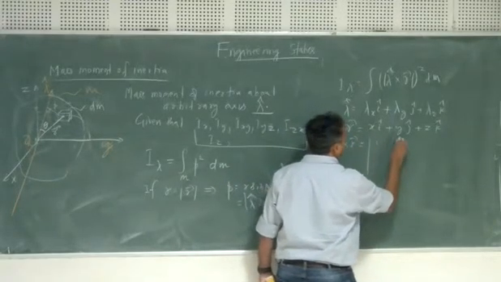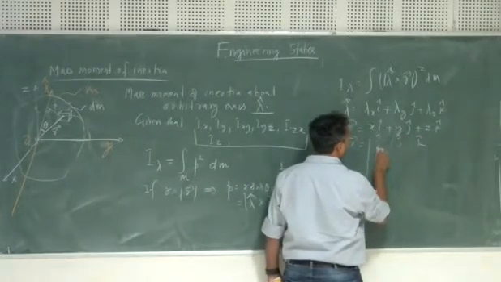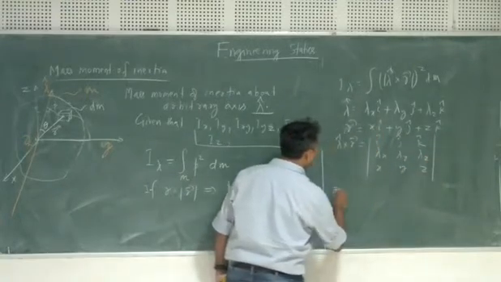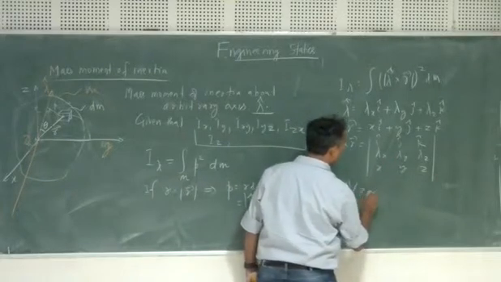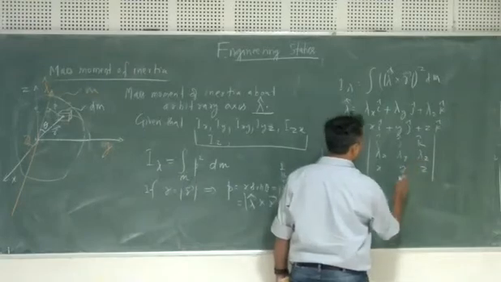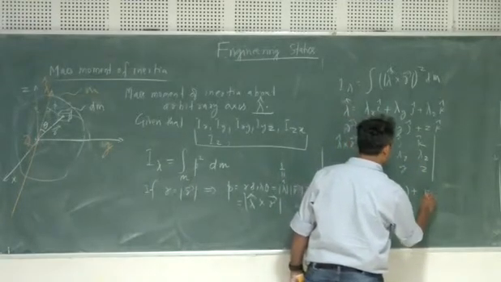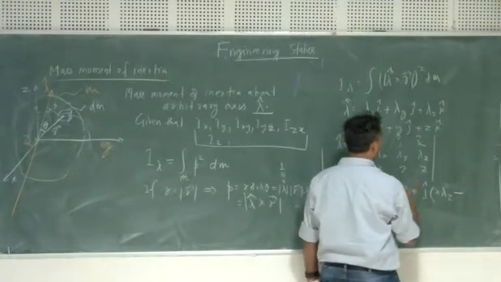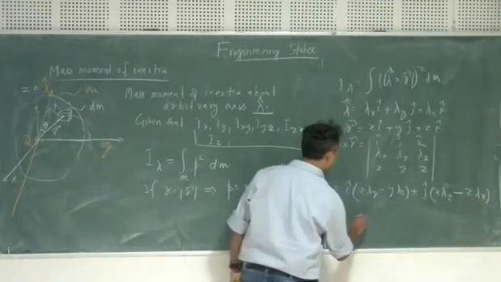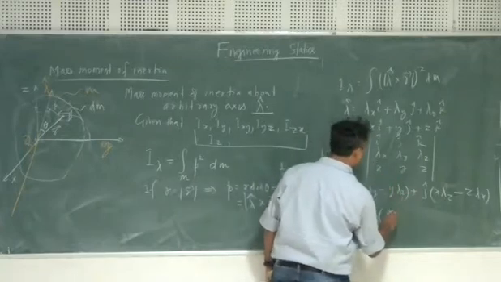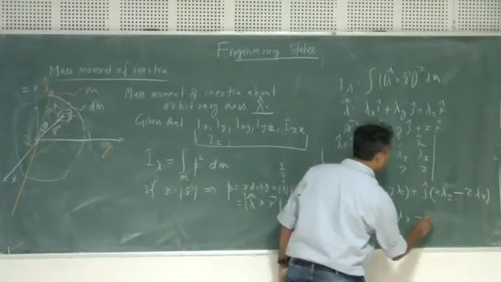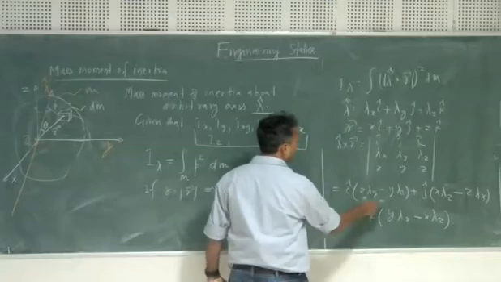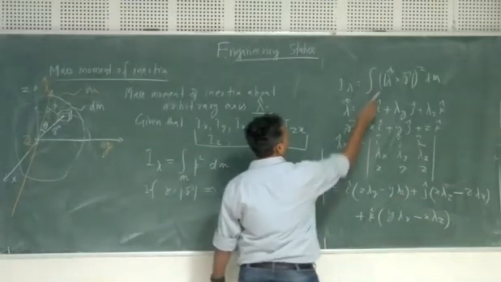Lambda cross r will be i (y lambda z minus z lambda y) plus j (z lambda x minus x lambda z) plus k (x lambda y minus y lambda x). Okay, so this particular quantity is given with this, and the mod of this one is equal to mod of this whole square.